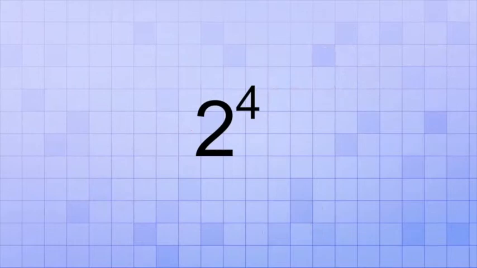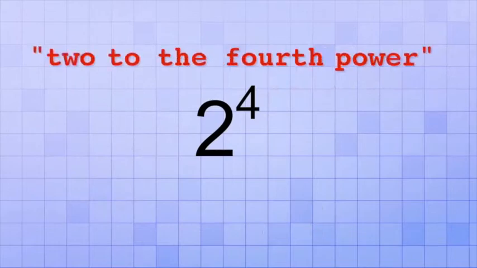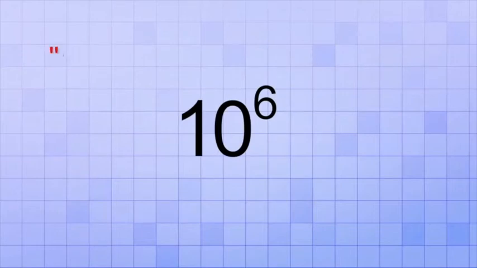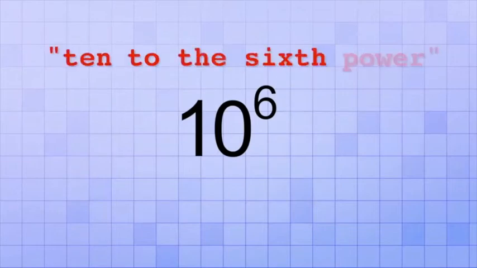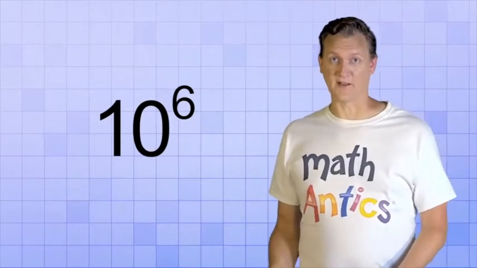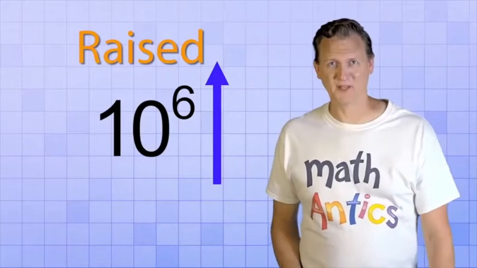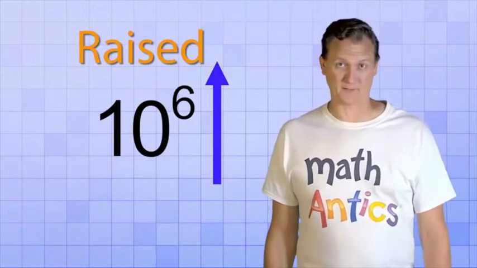This exponent would usually be read 2 to the 4th power, or just 2 to the 4th for short. And this exponent would be read 3 to the 5th power, or just 3 to the 5th. And this exponent would be read 10 to the 6th power, or just 10 to the 6th. Get the idea? Oh, and you'll often hear people say that a number is raised to a certain power, because it sounds kind of cool. But it's just another way of saying the same thing.